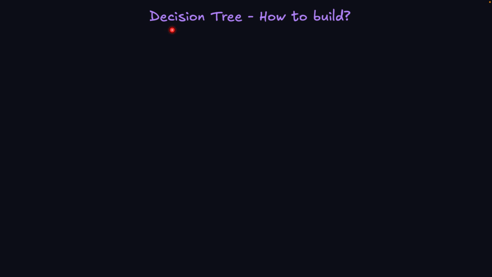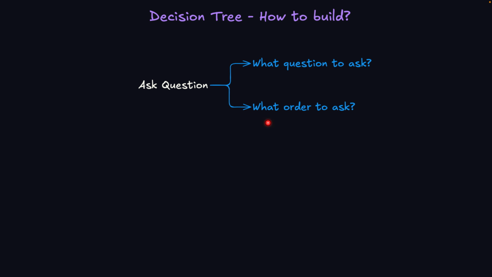Let's talk about how to build a decision tree in this video. In order to build a decision tree, we need to ask questions. And those questions have to be the right questions. We need to know what question to ask, and we also need to know in what order to ask those questions. These two are really important things.